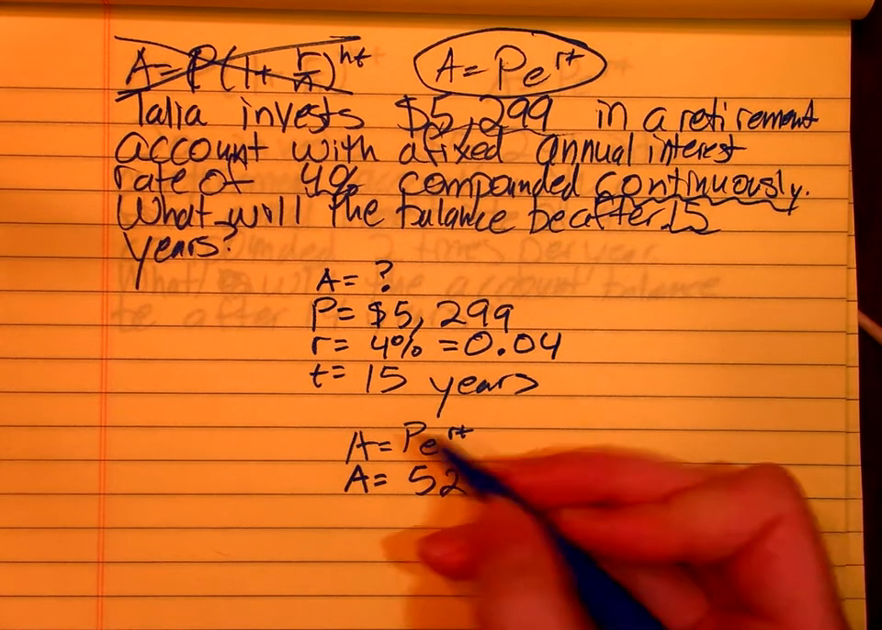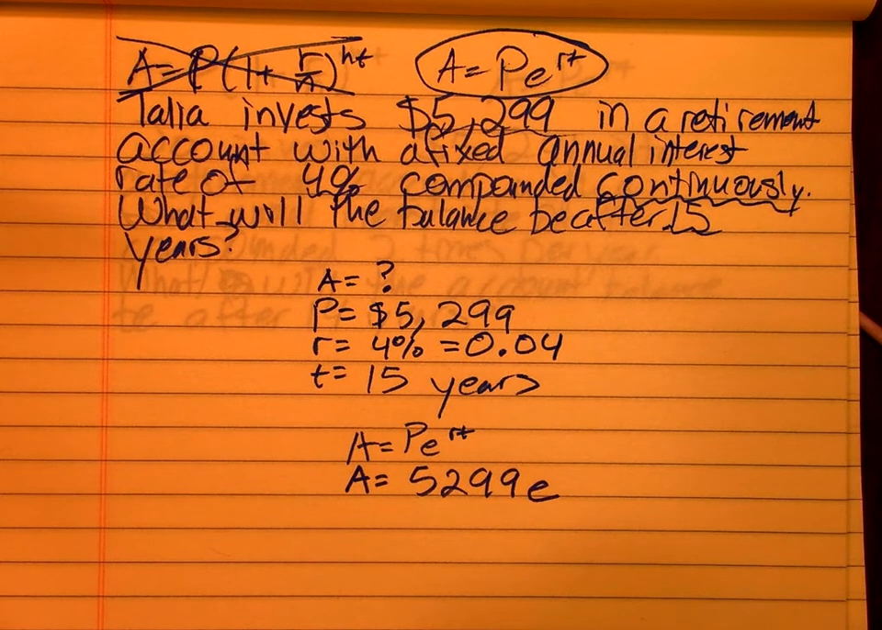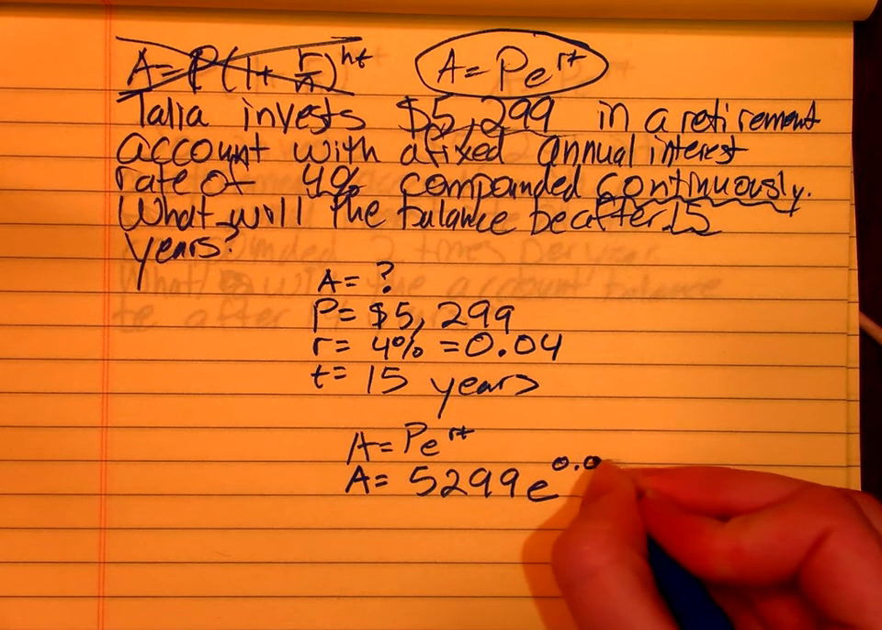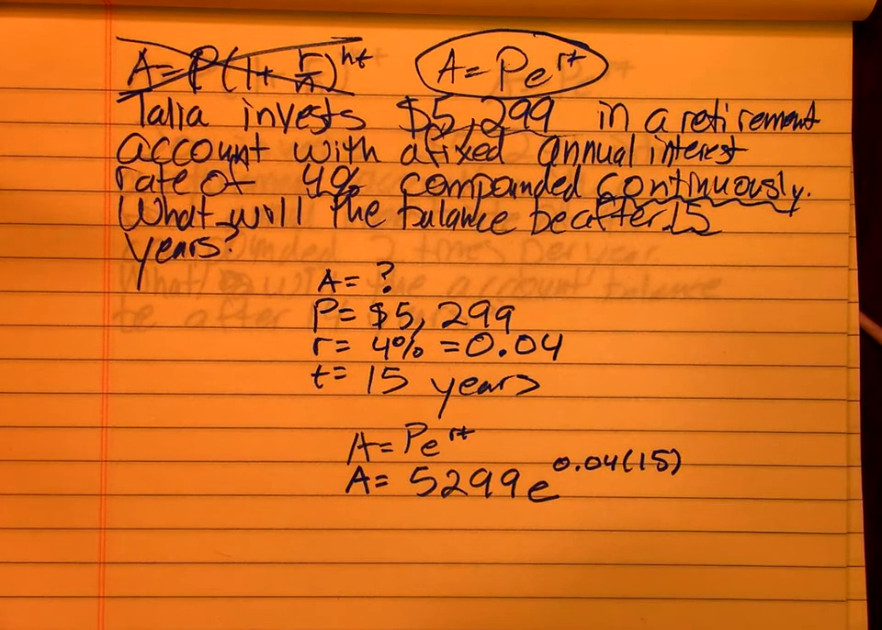5,299. So E just is, like we said, that's our special ratio. That's like 2.7 blah, blah, blah, blah. That's on your calculator. We leave E as is. We do know our rate, 0.04, and we do know our time, that's 15.